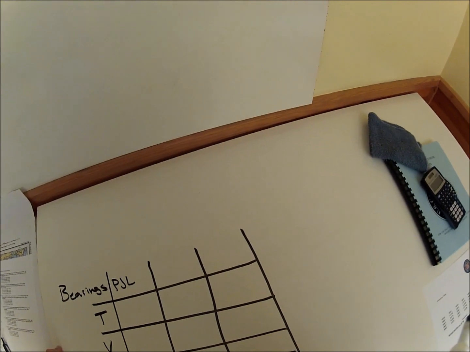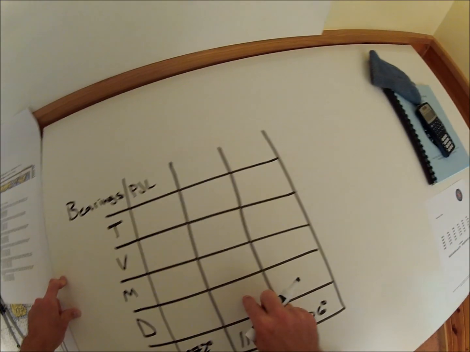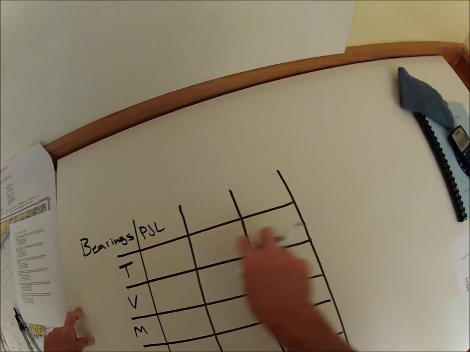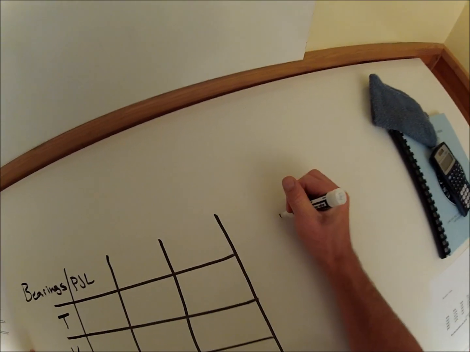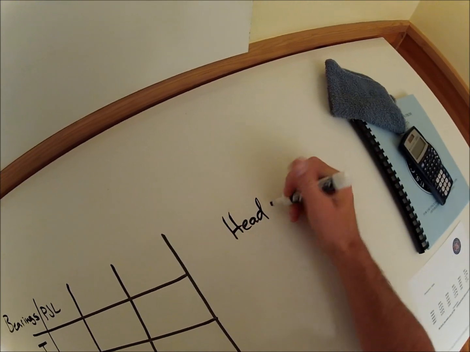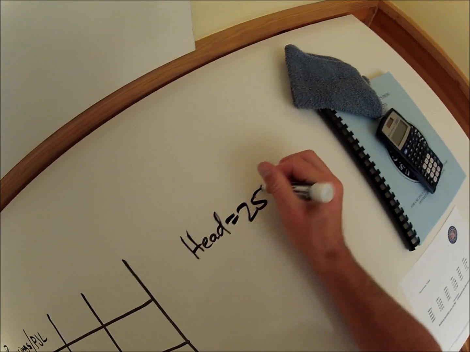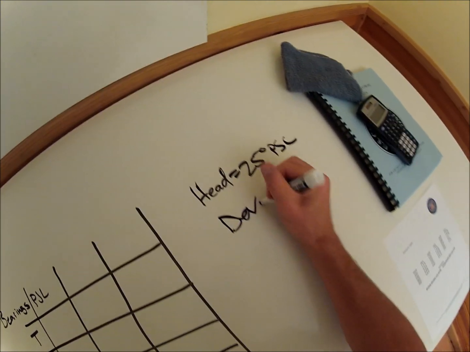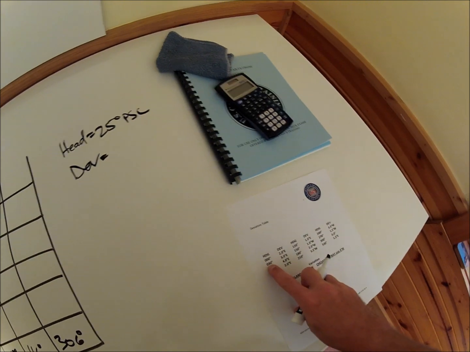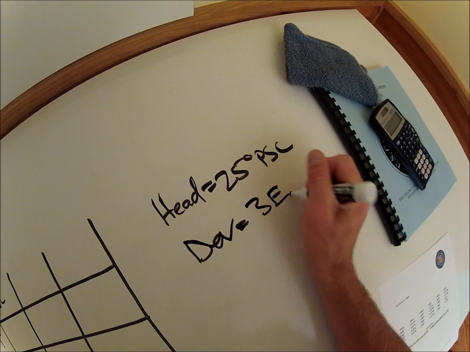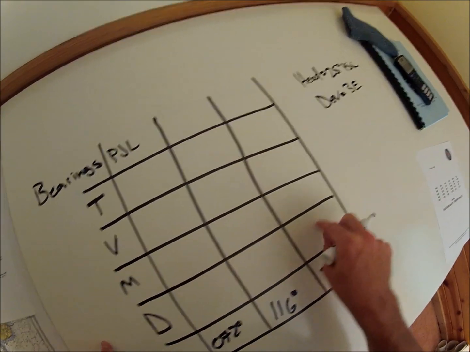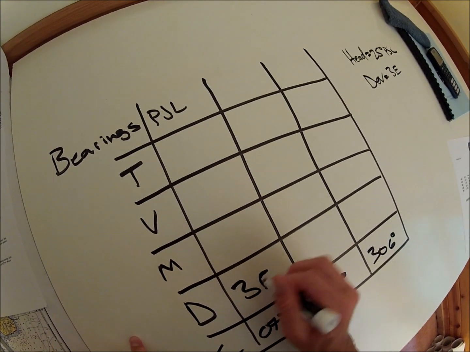Our course gives us our deviation, right? We need to apply a deviation to these 3 bearings and a variation to these 3 bearings to get them up to true. So our heading was equal to 025 degrees PSC. This gives us a deviation. Our deviation for 025 is about 3 degrees east. So that is what we apply to each one of these, the same deviation.